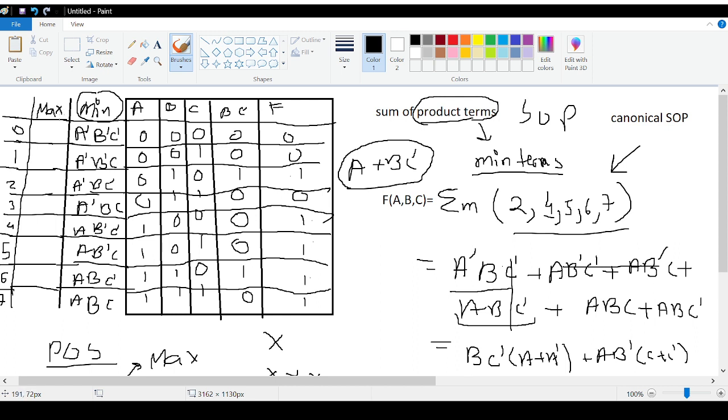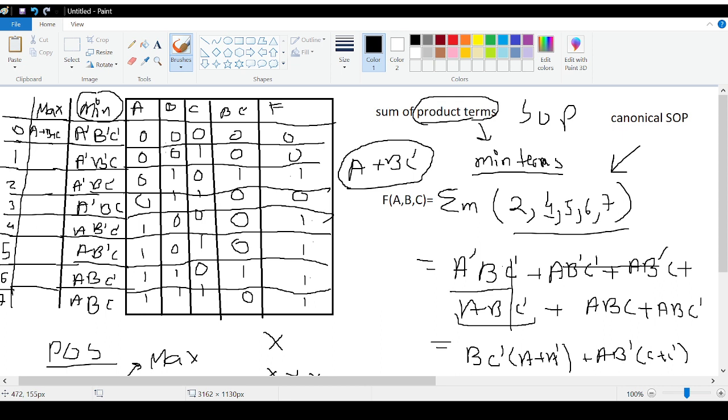So for max terms, what I have to do is, a max term is basically the complement of a min term. So if I complement this min term, what do I get? A plus B plus C. Another way of writing it is, for 0 we take the variable as it is, and for 1 we complement it. And since it's a sum term, we need to sum the literals.